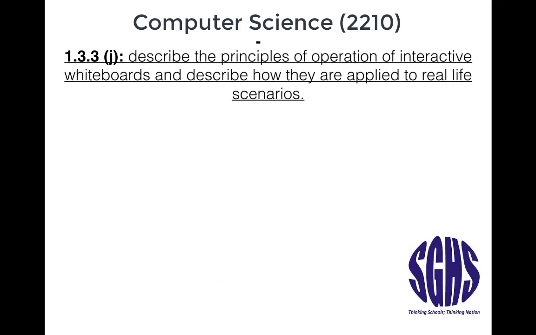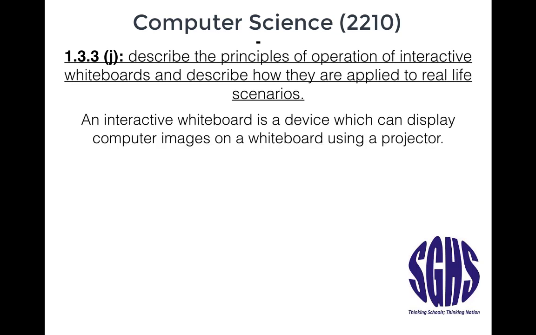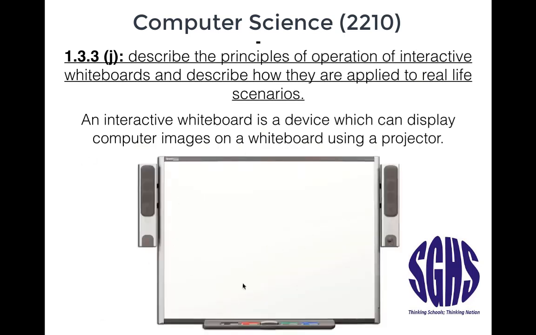Computer Science Syllabus Statement 1.3.3J, and this is about interactive whiteboards. Now this is the last of the input devices that we have to cover besides sensors, but sensors is kind of a whole different thing by itself. Anyway, an interactive whiteboard is a device which can display computer images on a whiteboard using a projector. Now your school may have interactive whiteboards, such as the smartboard here. So we're going to be describing how they are used and their advantages.